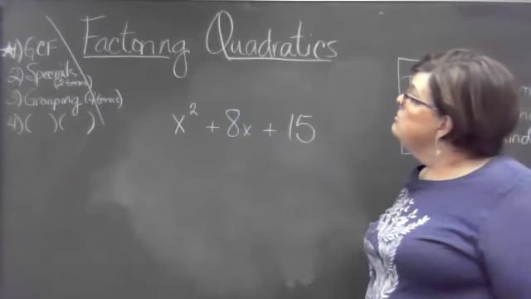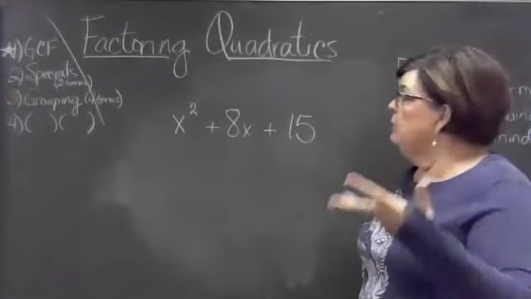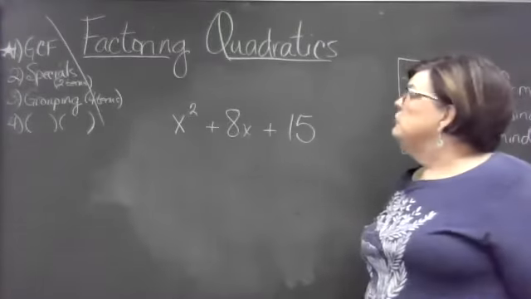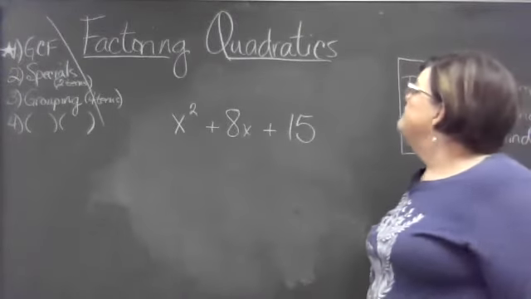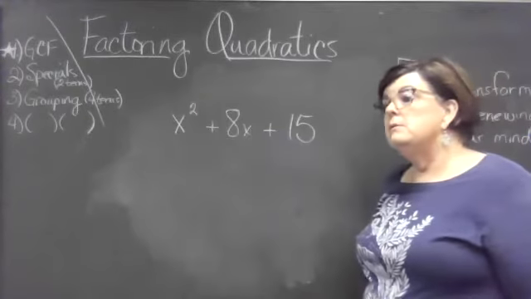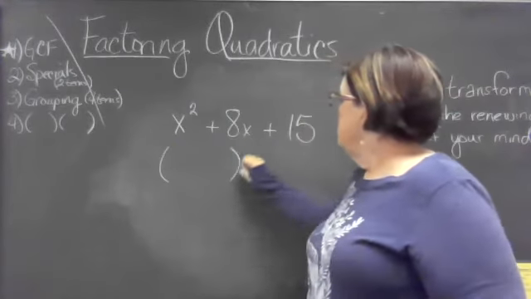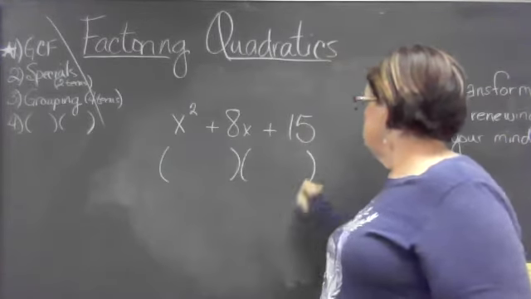Step number 3 says to look for grouping. Grouping has 4 or 5. Okay, we're going to find out. Or 6. 4 or 6. But this only has 3, so there's no groupings. So we're going to move straight to trying to factor this into 2 sets of parentheses.